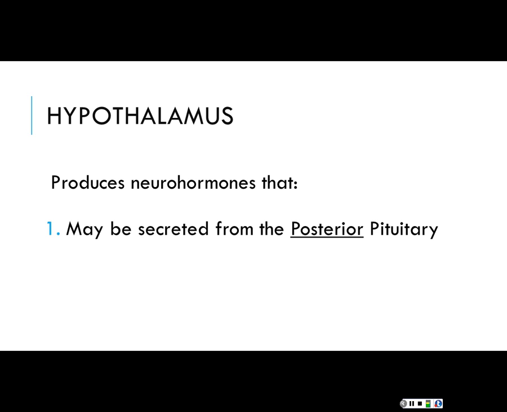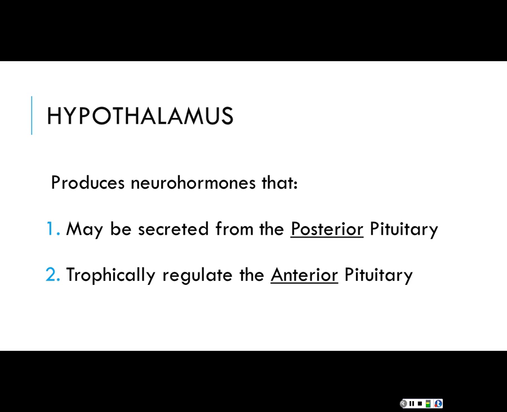That's not all that it does, though. It also secretes neurohormones that tropically regulate the anterior pituitary. Neurohormones tropically regulate the anterior pituitary. So what does the term tropic imply? A hormone controls this, so the hypothalamus has to release its neurohormones into the blood, then that targets the anterior pituitary. We're going to see nerve something in the posterior pituitary, hormone something in the anterior pituitary.